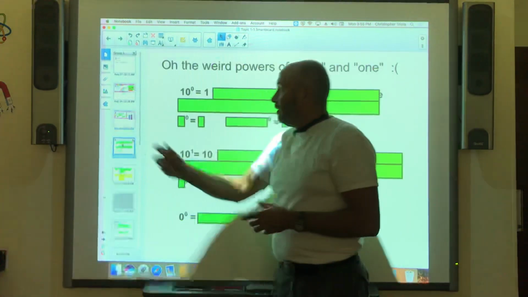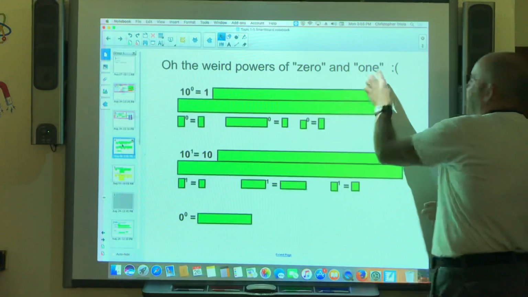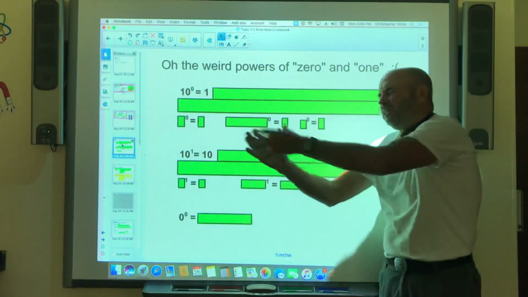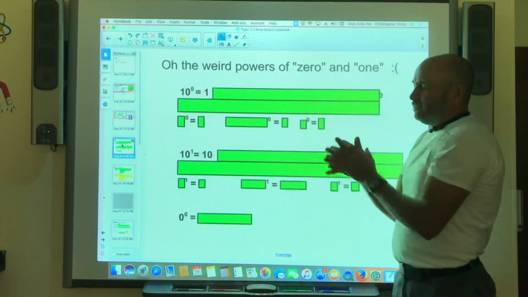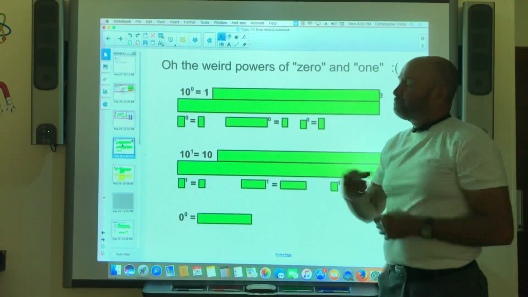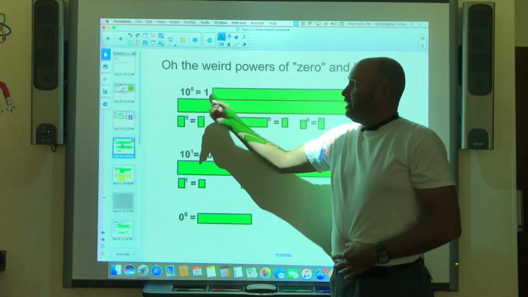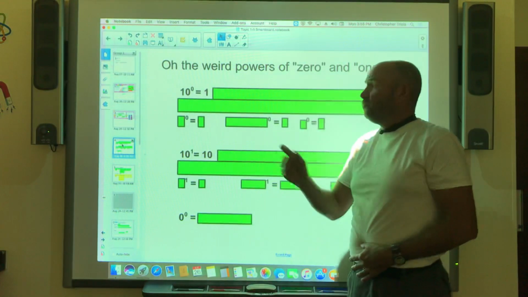So now let's go on and talk about some of those weird powers of 0 and 1. Because this gets weird. And when you get into pre-algebra and algebra next year, they'll go over this in greater detail. But there's a couple good rules to remember here. 10 to the 0 power equals 1. It's just 1. It is defined as 1.